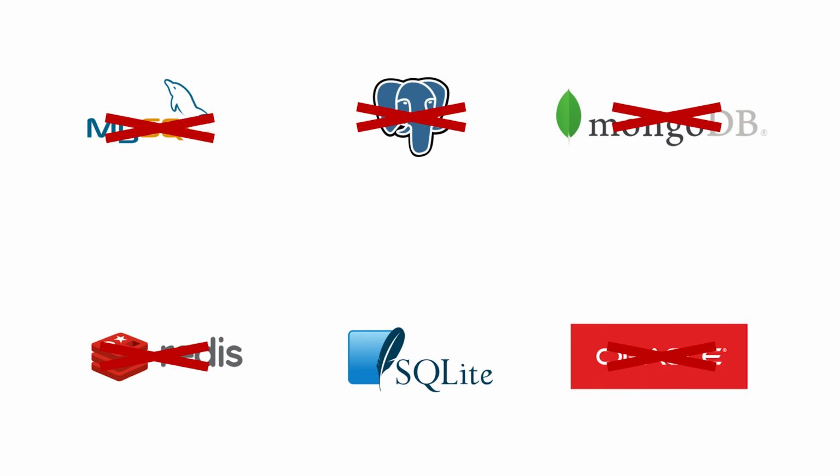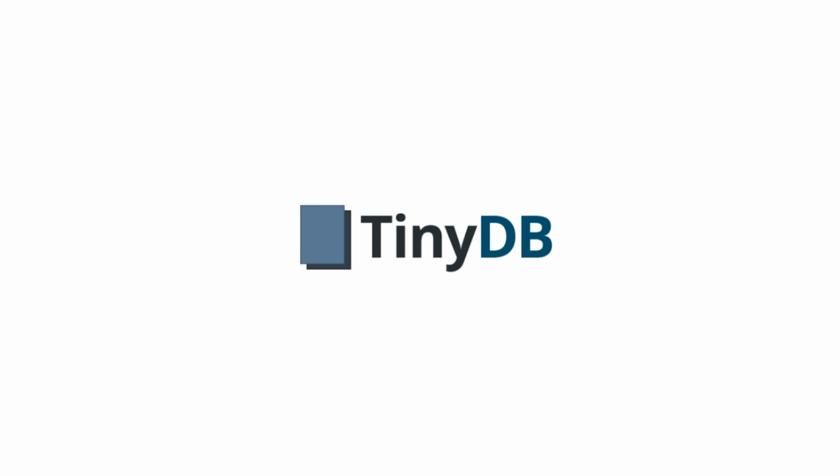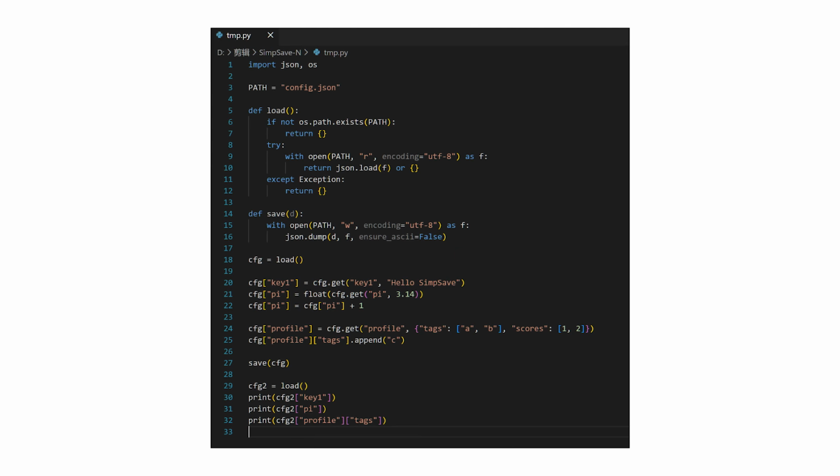Even the lightest relational database SQLite requires table creation and environment setup. Even something as light as TinyDB isn't portable enough. Directly using configuration files for storage often requires implementing many methods yourself, which is troublesome.